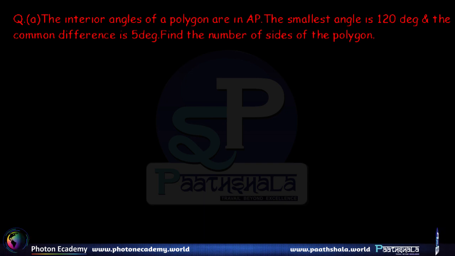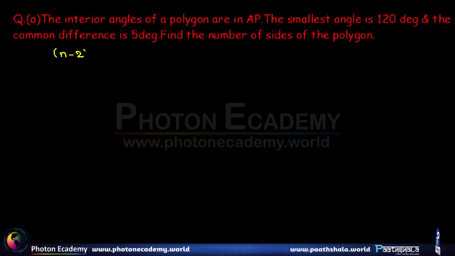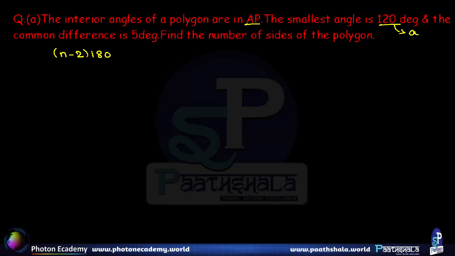Okay. So we know that if a polygon has n sides, then the sum of all of its interior angles is n minus 2 into 180 degrees, right? And they have given that all of the interior angles are in AP and the smallest angle is 120 degrees. So of that AP, this will be the first term, so that is a, and the common difference is 5. And we have to find out the number of sides of the polygon.